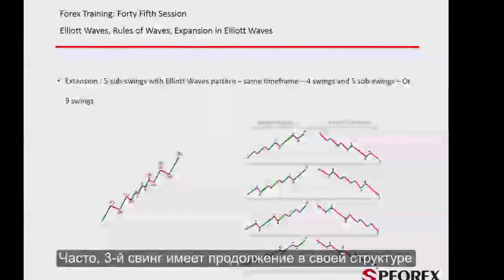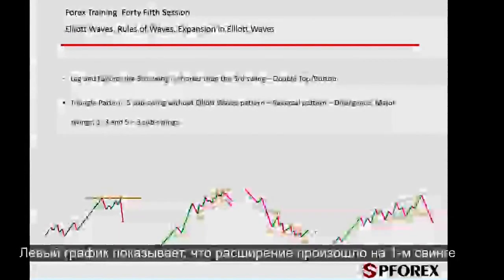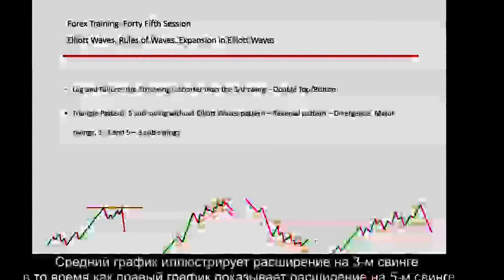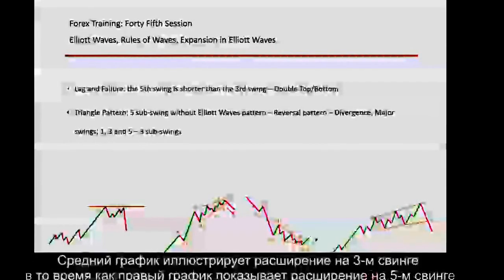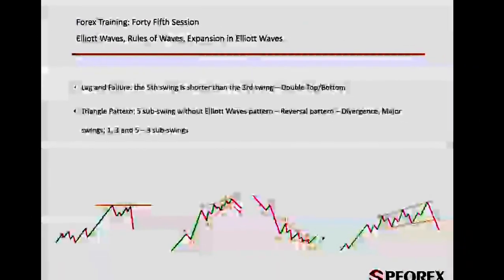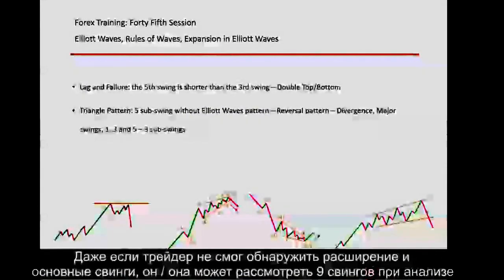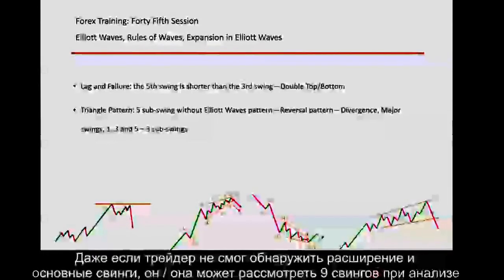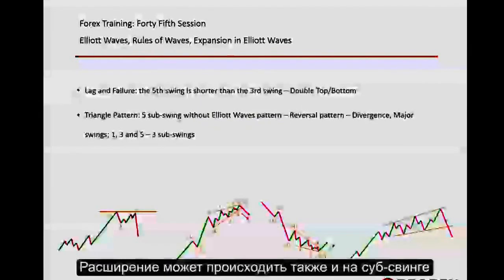Frequently, the third swing has an extension in its structure. The left graph shows the extension has occurred on the first swing. The middle graph illustrates the extension on the third swing, while the right graph displays the extension on the fifth swing. Even if a trader could not detect the extension and main swings, he or she can consider the whole 9 swings in the analysis. Extension can occur on subswings too.